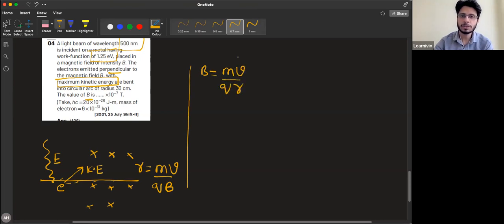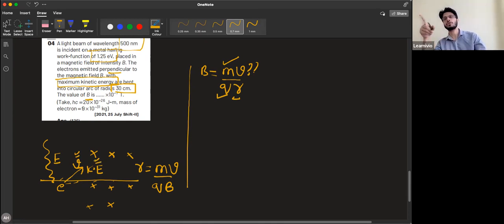See, m is given, the mass of the electron, charge is given, the radius of the path is given, velocity is unknown. What is v? V is the velocity of this electron which is coming. To calculate the velocity of the electron, you need the kinetic energy of the electron. To get the kinetic energy, you need the photoelectric effect equation. So this is how he is relating magnetics with the photoelectric effect. You know that you need velocity only. For velocity, you can write this equation. Kinetic energy: wavelength is given, so it's hc by lambda. Work function is given, 1.25.